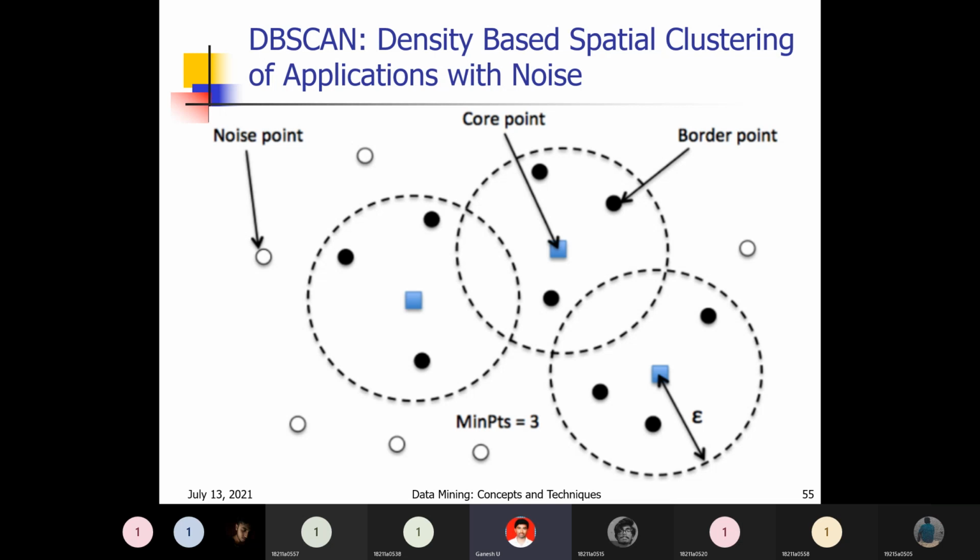A core point is nothing but, with epsilon radius, if you have drawn a circle along with that object, we have to get 3 other points within that circle, then that is a core point. A border point is nothing but, with epsilon radius, if you are not getting 3 points, then that is a border point. A noise point is a point that is not at all related to any cluster, so it is far away from all other clusters. Within the circle we are not getting any other object, any other point, then that is said to be a noise point. So this is clustering. In this way we can do clustering in the DBSCAN method.